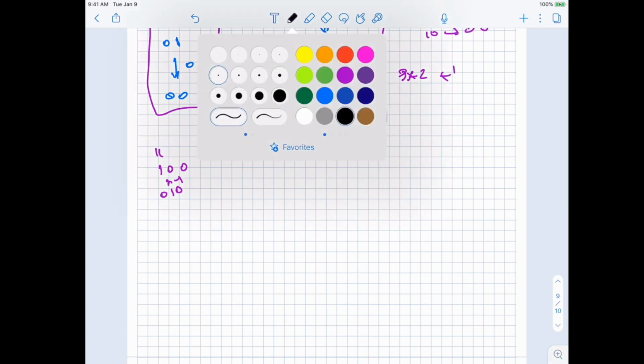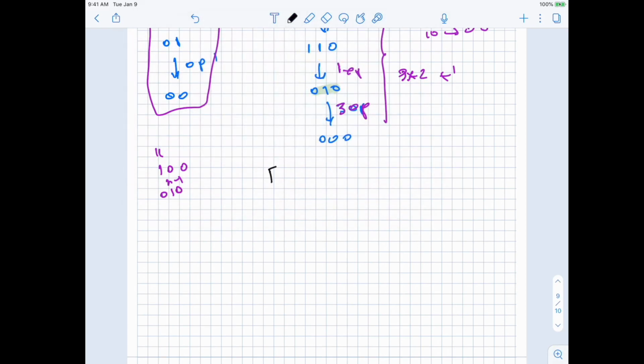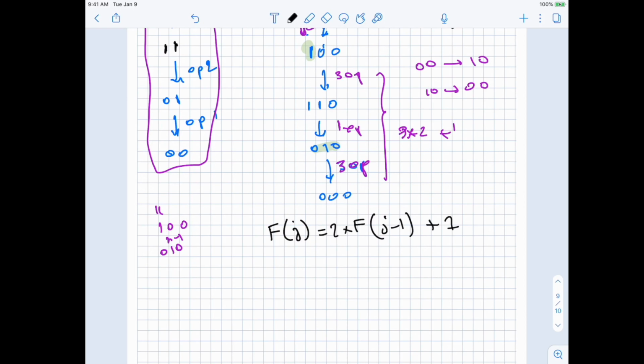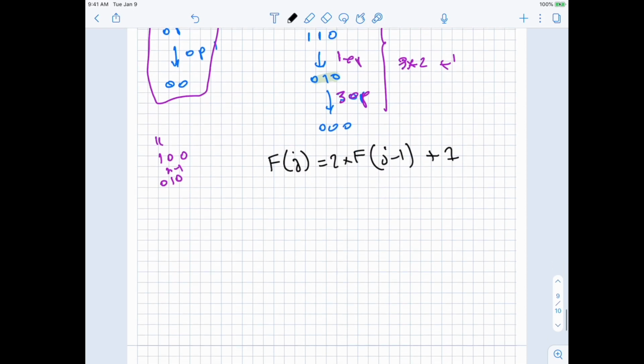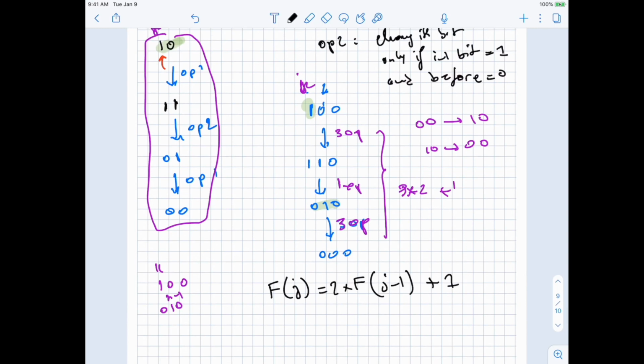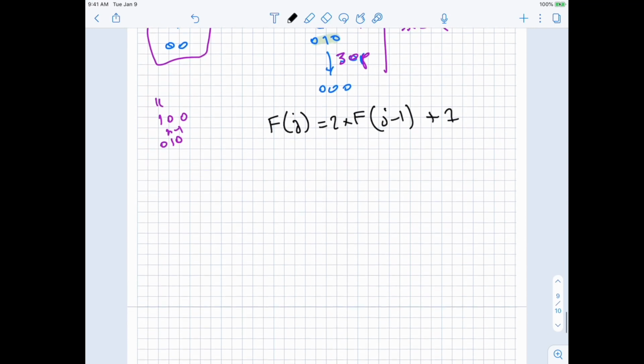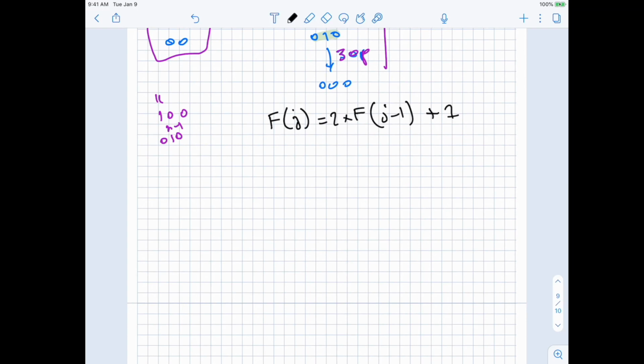So what is this here? If we use a function, f of j is how many operations? It's 3, which is 3 times 2, so f of j is f of j minus 1 multiplied by 2 plus 1. That's exactly what we got here. You could try multiple examples to see that it works. That's why it's very useful to try multiple examples and look for a pattern. Now we have the formula for when only 1 bit is set.